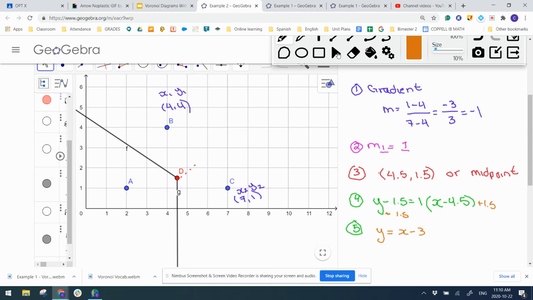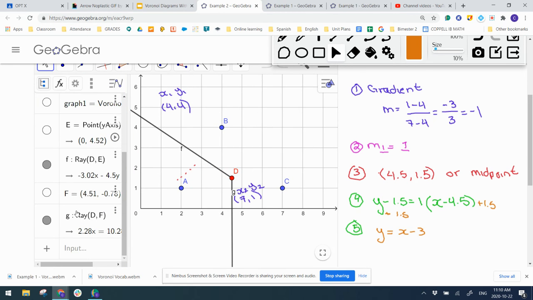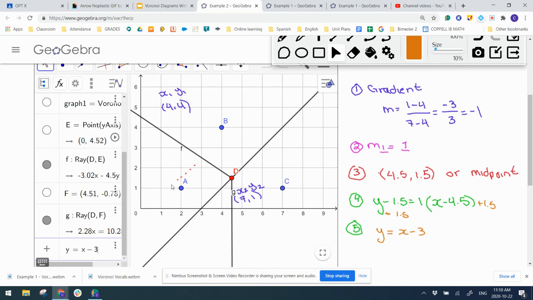So if this is correct, when I put it into my diagram here, it should look like a perpendicular bisector between B and C. So let's see how well we did here. So I want to input y equals x minus 3. So it does go through our point. It does look like it goes in the middle of B and C.